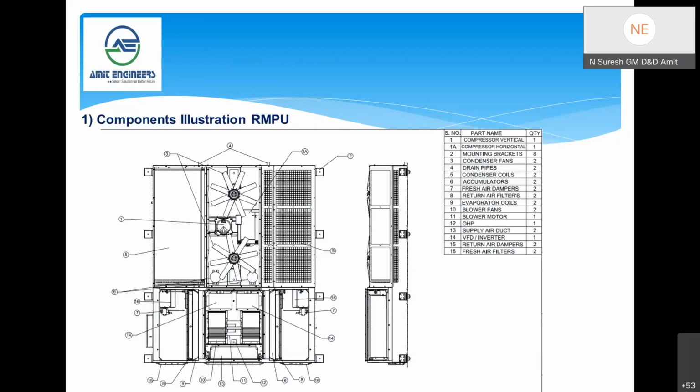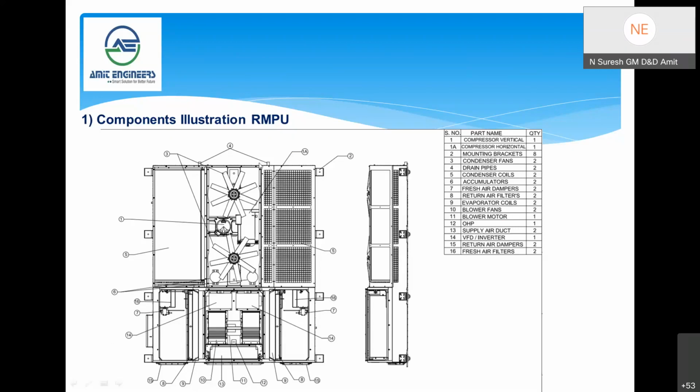Serial number one is a compressor, the vertical compressor. And 1A is a horizontal compressor. And 2 is the mounting brackets in the structure. And 3 is the condenser fans. These are two axial fans fixed over the shaft, with an extended motor and extended shaft.